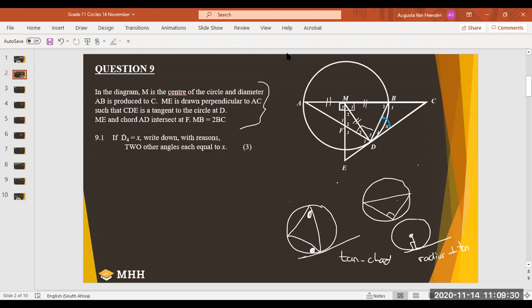So this is one thing that we must remember. I sit with a tangent and I sit with a radius. Can you see? This is going to be 90 degrees. And another thing, I can say my X, because BDA forms a triangle. So D4, we can say, will be equal to angle A.